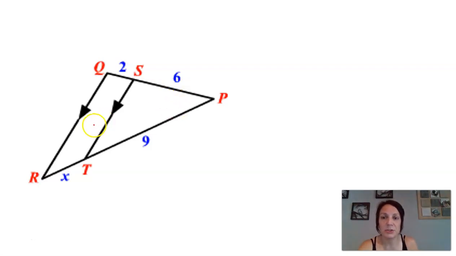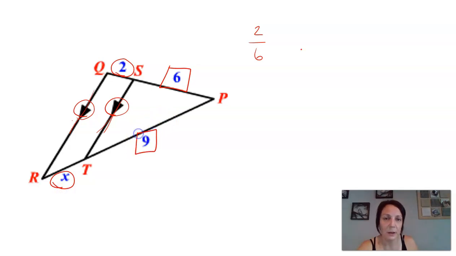Okay, so the first thing I want to do in any one of these problems is look for these symbols. Now these arrows are colored in, whatever, it still means parallel. So I know these two lines are parallel. I'm not so much concerned with this line. I'm concerned with what it does to the other two sides. Now notice over here, I have a 2 for a short piece and a 6 for a long piece. So there's my first ratio, 2 over 6. On the other side, I have x for a short piece and 9 for a long piece. So I have x over 9. And I know those two things have to be equal.